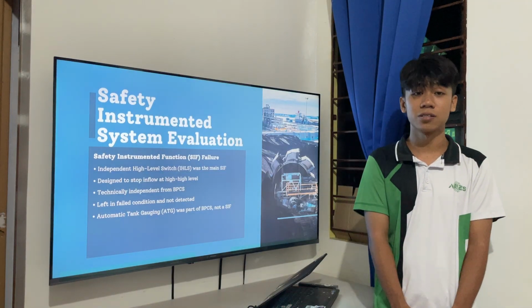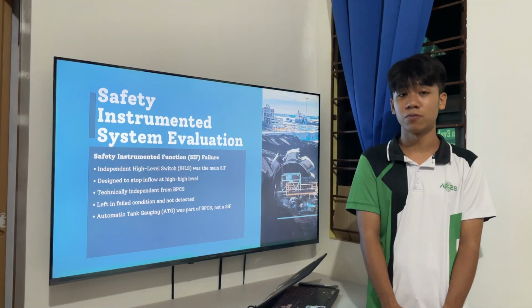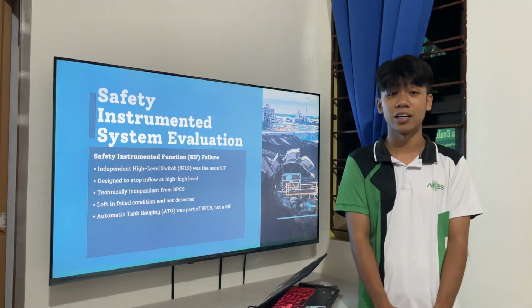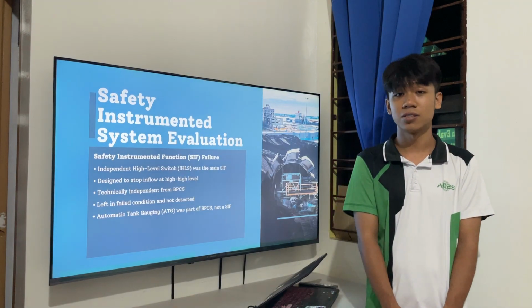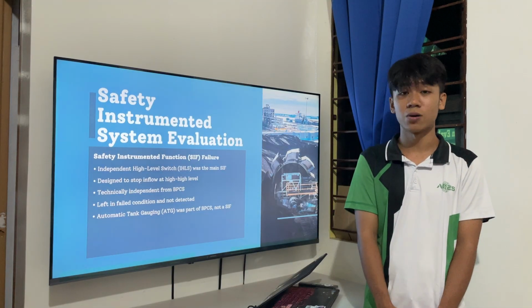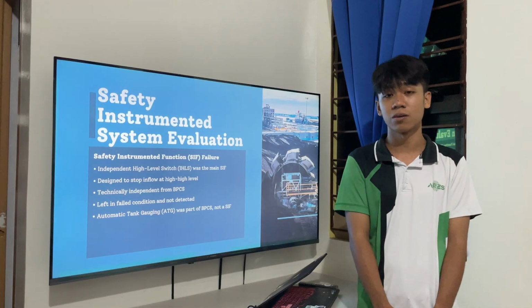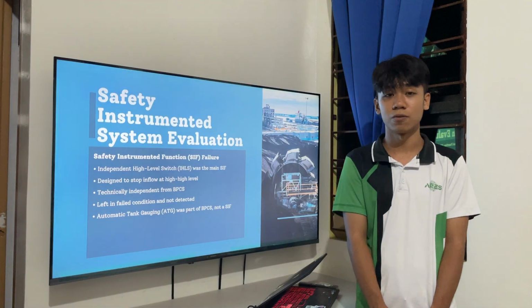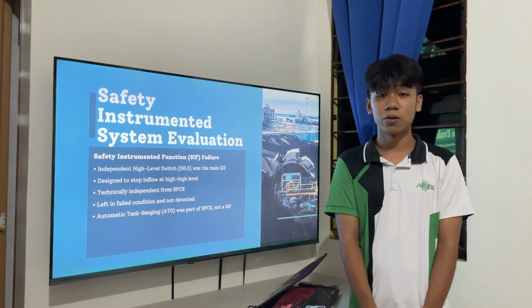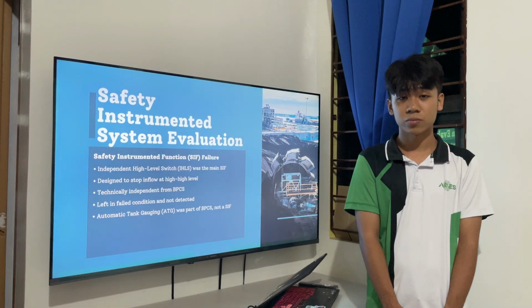Despite these operators relying heavily on the ATG system, even though it had a known history of unreliability before the incident, although the IHLS was designed to be independent from the BPCS, this independence was not fully effective in practice. While it had a separate sensor, the switch had been left in a failed condition, allowing the failure to remain undetected for a long period.